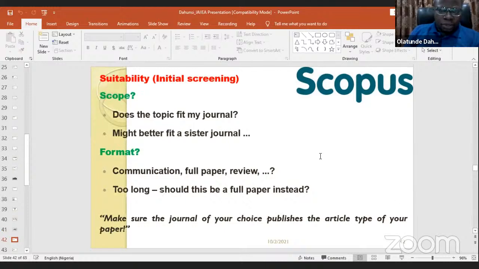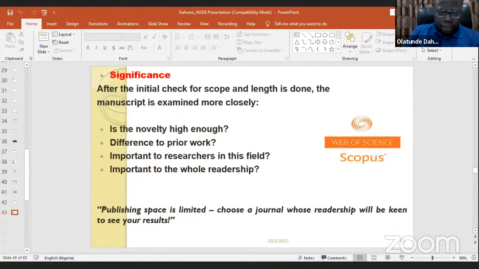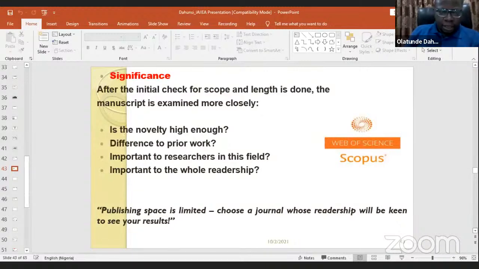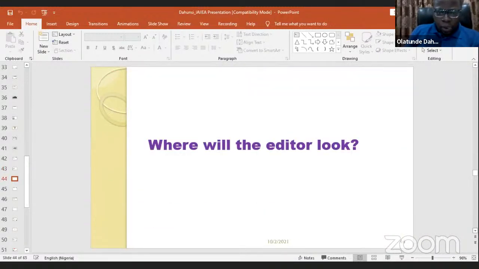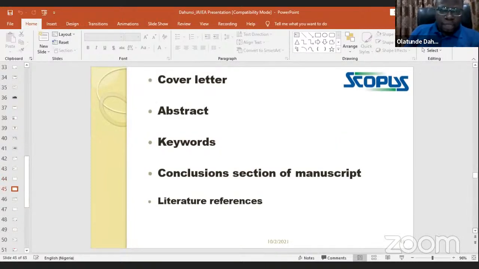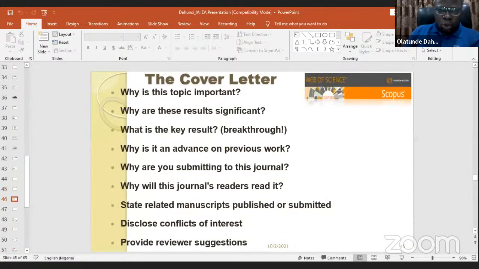Now, what do they look at before they publish a paper in terms of suitability? The initial screening they will carry out is to look at the scope and the format. Is it within the scope of the journal? Is it according to format? These are things they will look at. Is it significant? Is it novel enough? And then the editor will look at some points before the paper goes for peer review. He looks at the cover letter, the abstract, the keywords, the conclusion, and of course your literature. Are they updated? Are they majorly from the last 5 years? So those are the things that the editor will look at before your work goes out.